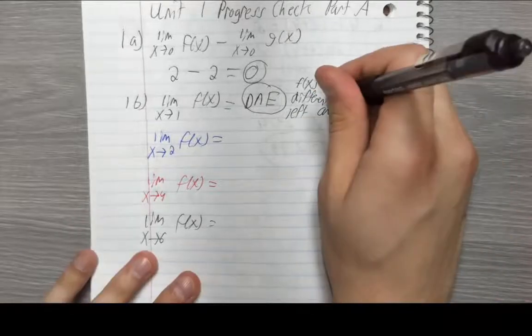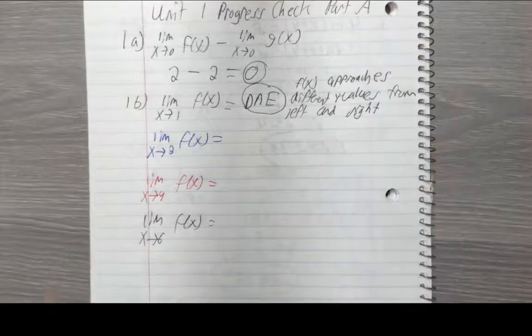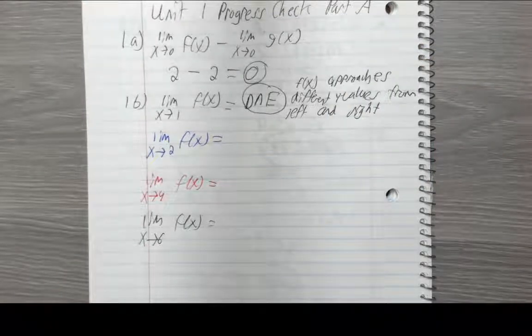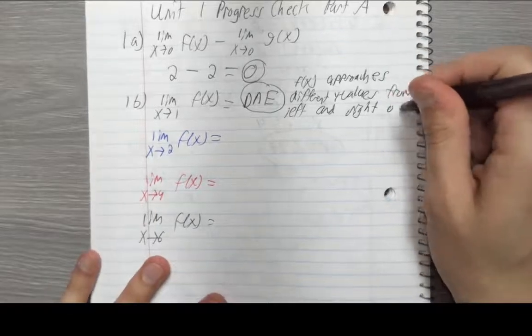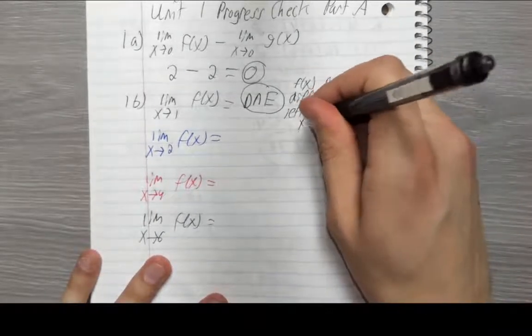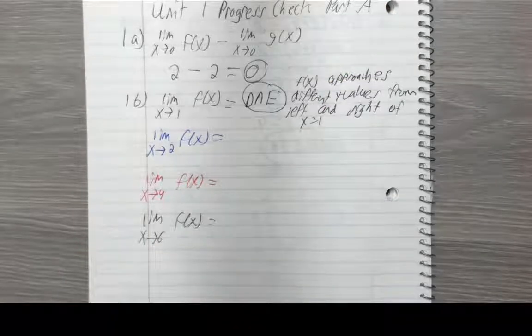And even better, you could say different y values. Okay, f of x approaches different y values. And if we really wanted to get picky, left and right of x equals 1. You could say it's different values from left and right of x equals 1. So there's a couple ways. I think I might post the actual solution guides so you can see how these are graded. Or maybe during one of our lectures, maybe our lecture on Monday, I'll talk about it. I don't know yet. So this could be the exact way to grade these.